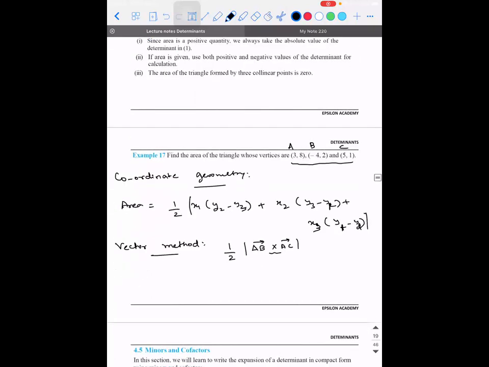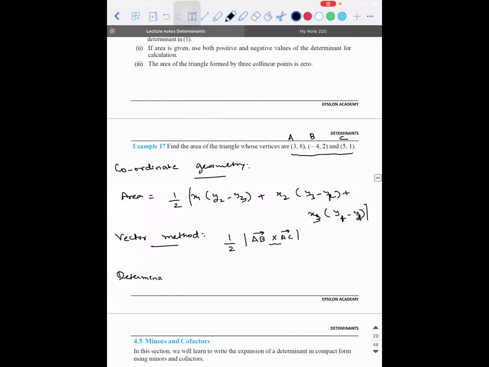Answer is very simple. Similarly, if you need to do the problem using determinant method, then it is half into determinant of, what should you write? If this is x1, y1, this point is x2, y2, and the third point is x3, y3, then it will be x1, y1, 1, x2, y2, 1, x3, y3, 1. So if you calculate the area of the triangle in any of the methods, everything will give you the same answer. Okay, I am repeating it again.